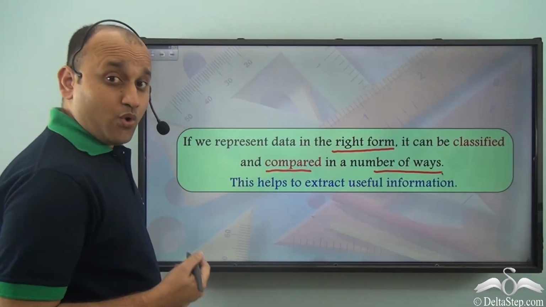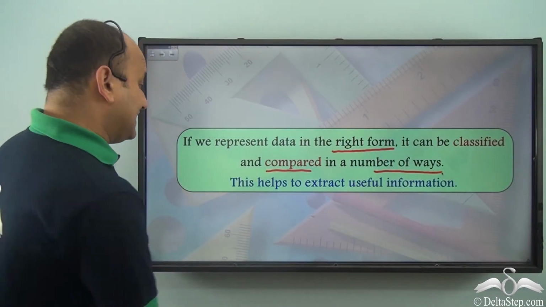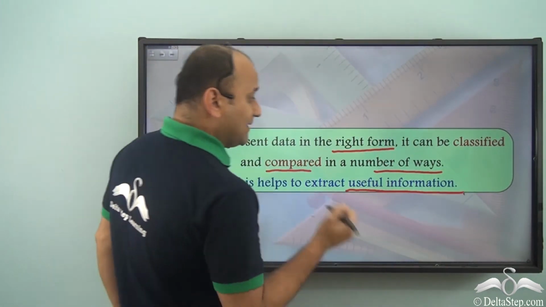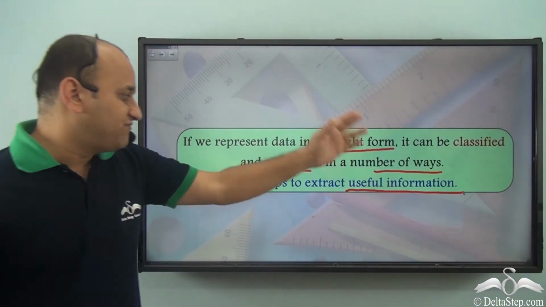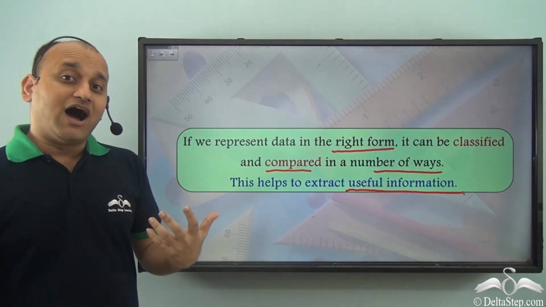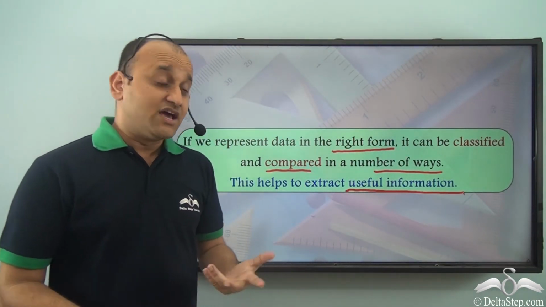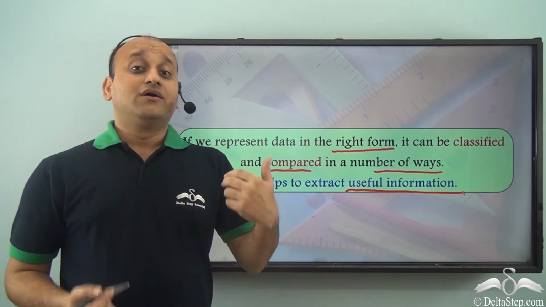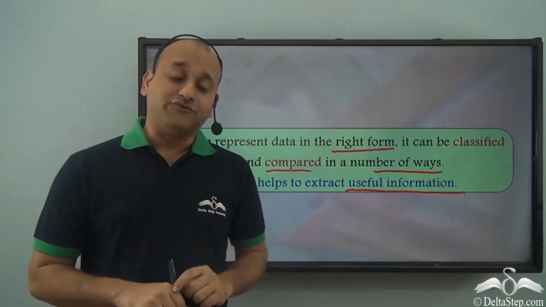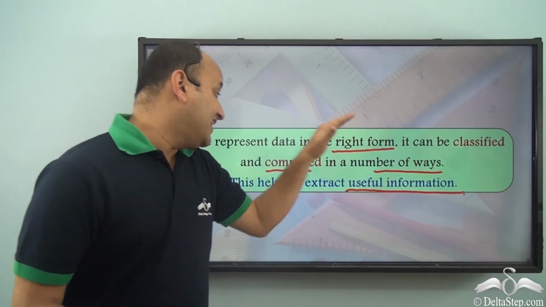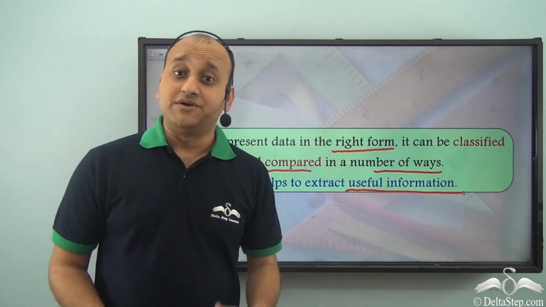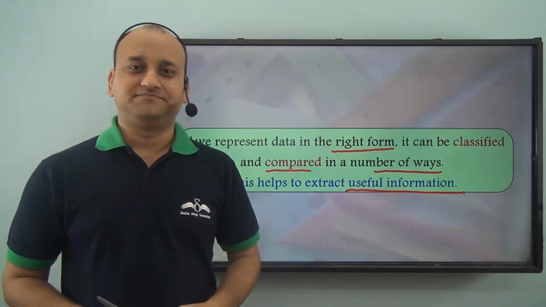And you can classify and compare it in a number of ways. So what does this help you to do? Well, this helps to extract useful information from data. So when you classify and compare the available data in a number of ways, you are able to extract useful information from it. So whenever you get data in front of you, by classifying and comparing the data, we can extract useful information from that data.